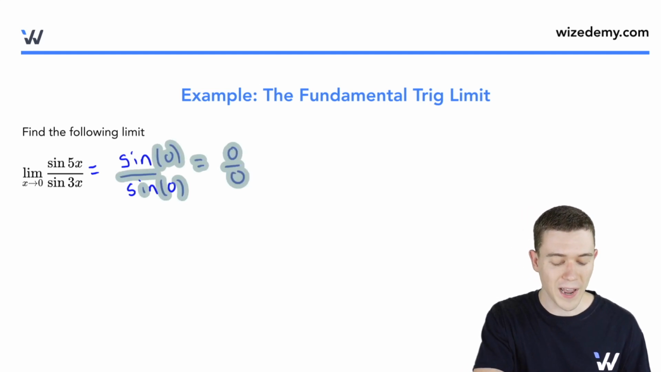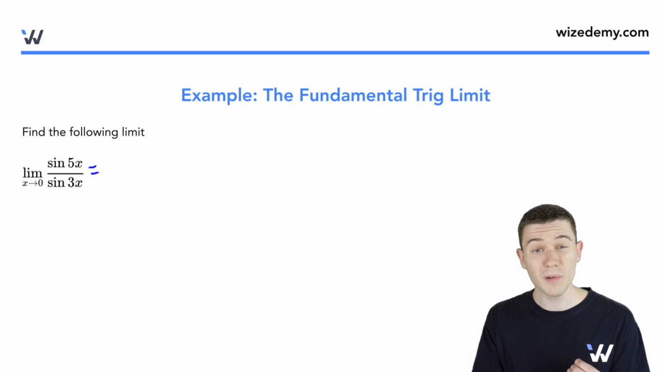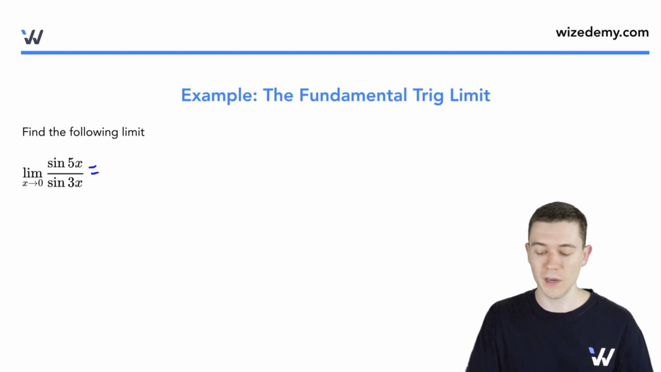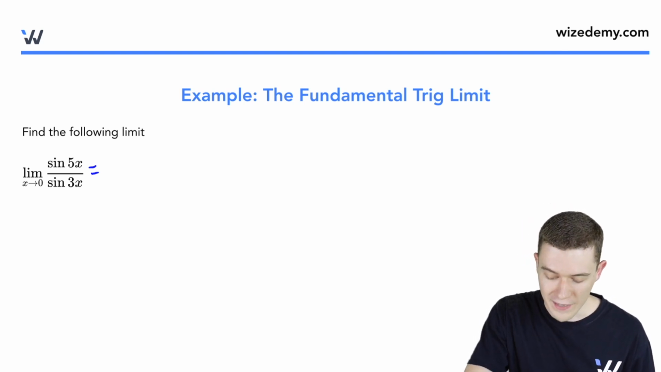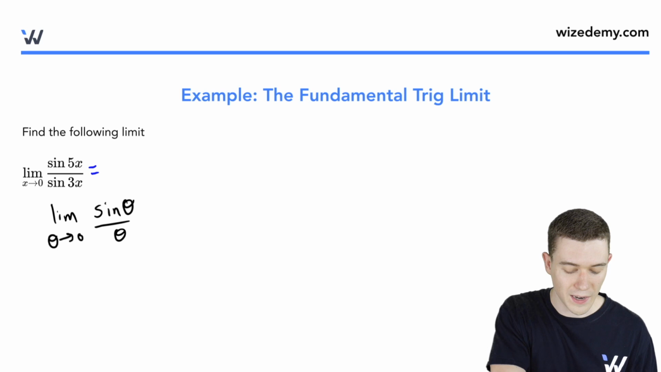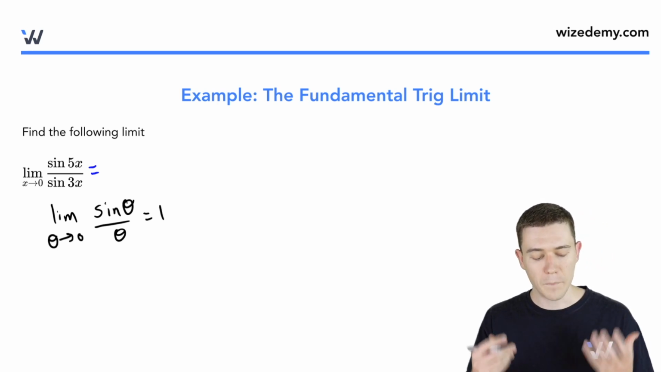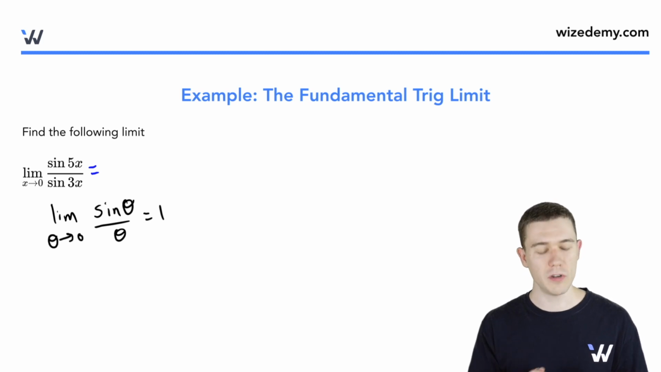And the fact that we have those sine functions and also the limit going towards 0, that should be a big tip-off that we're going to use that fundamental identity, the limit as theta goes to 0 of sine theta over theta is 1. Now we don't exactly have that here, but we can create it. Let me show you what I mean.